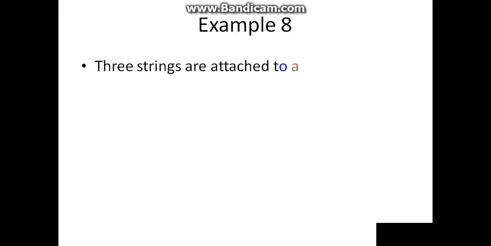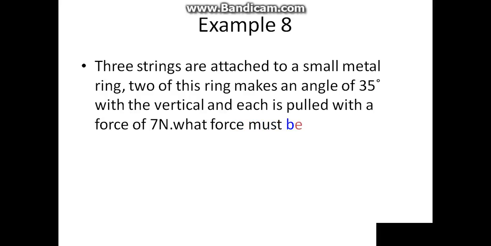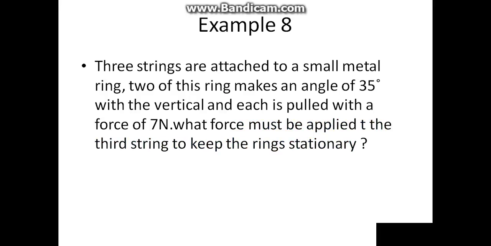Example 8. Three strings are attached to a small metal ring. Two of these strings make an angle of 35 degrees with the vertical, and each is pulled with a force of 7 Newton. What force T must be applied to the third string to keep the ring stationary?